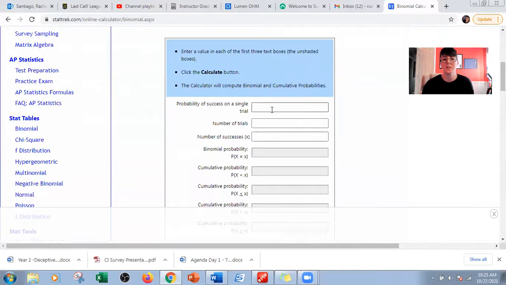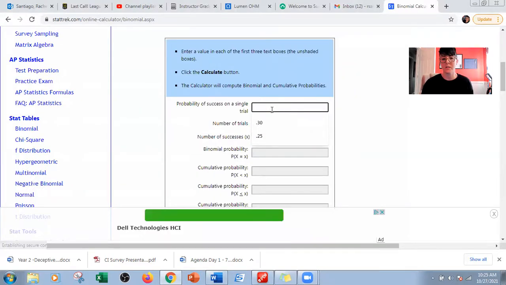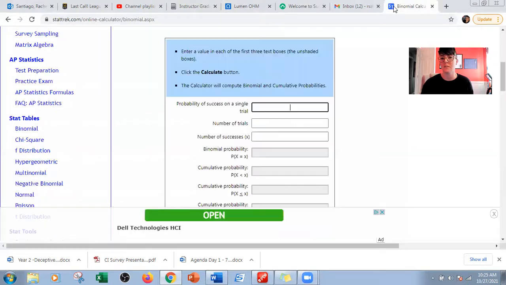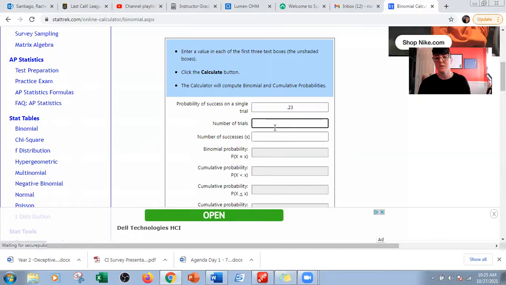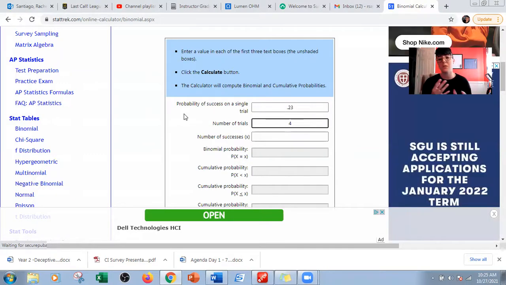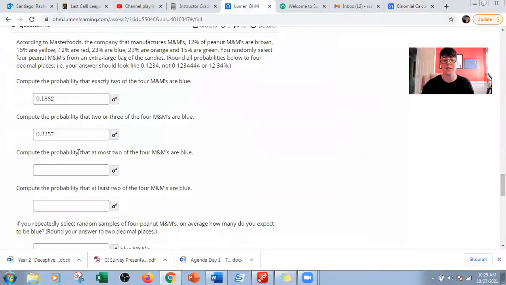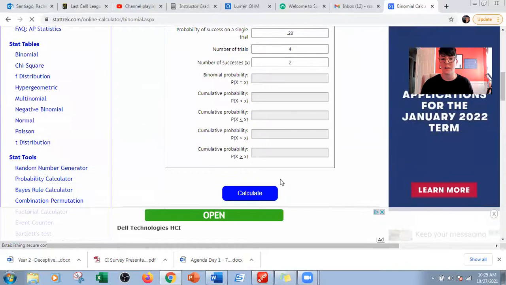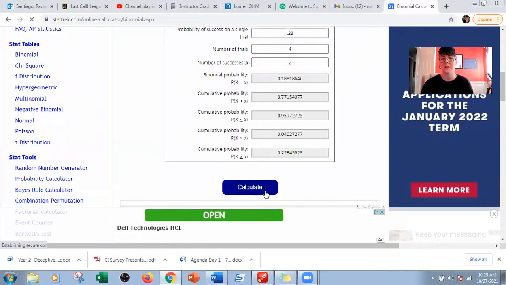Perfect. So the probability of success, according to this example, is 0.23, right? That's for the blue M&Ms. We know that there are 4 trials because we're choosing 4 M&Ms. We don't know what the outcomes are yet. We're just saying we're choosing 4 M&Ms for sure. Now, according to this, we want to find the probability that at most 2 of the M&Ms are blue. So we're going to write the 2 in here, and then that's all we need before we click calculate. So we're going to go ahead and click calculate.